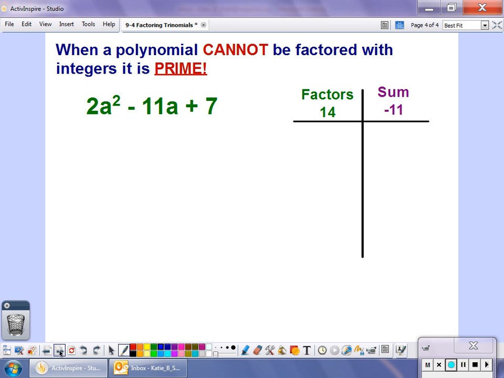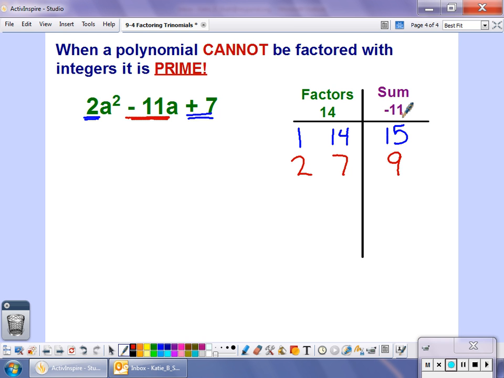Now, the last thing you need to worry about is when you have factors that you cannot find the right sum for. In this problem, I'm going to be looking for factors of 14. 2 times 7 give me factors of 14. And I want these factors to add up to negative 11. So if I think about my factors of 14, I have 1 times 14, which gives me a sum of 15. I also have 2 times 7, but that only gives me a sum of 9.